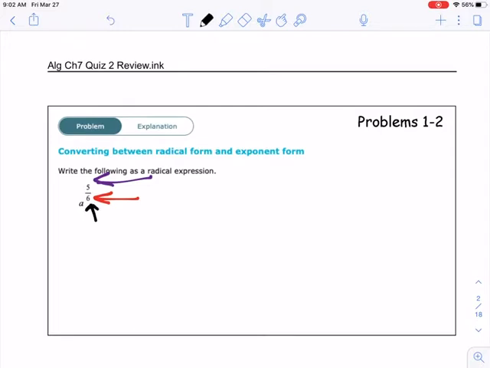So looking at that first one, it's a, and then it's in a radical, and it's the 6th root, and then it's raised to that power inside. So it's a to the 5th, to the 6th root. Okay, all right. Let's look at the next problem.